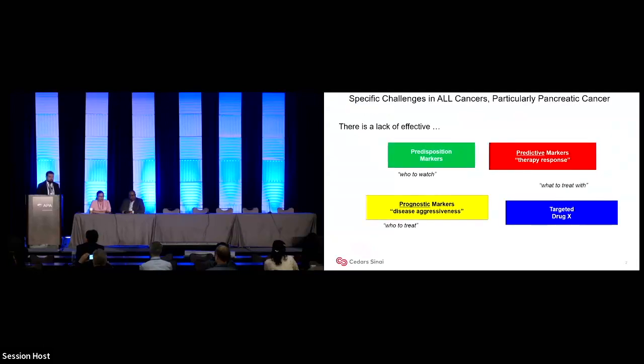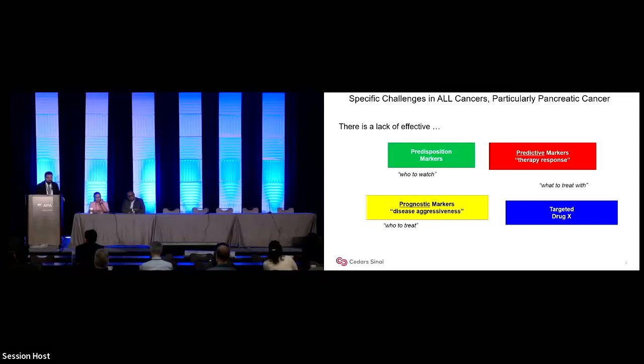There are challenges that span all of cancer, but are really highlighted by pancreatic cancer. In pancreatic cancer, there's a lack of effective predisposition markers. These are who should we watch for the development of the cancer. There's a lack of predictive markers. This is, what to treat patients with once they have pancreatic cancer. Prognostic ones, we don't have great ones. We have typically CA19-9, which we're all aware of.